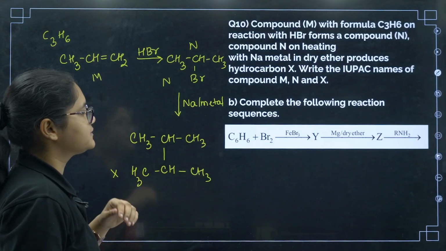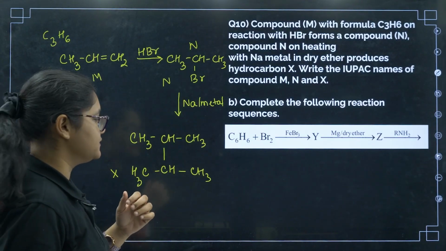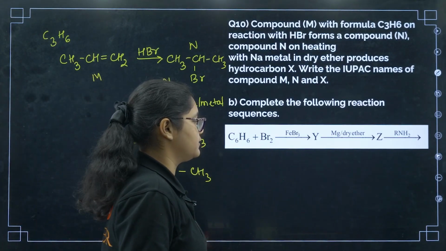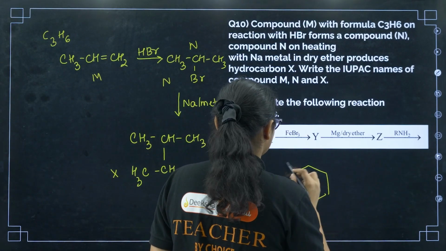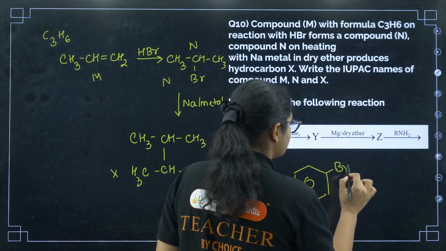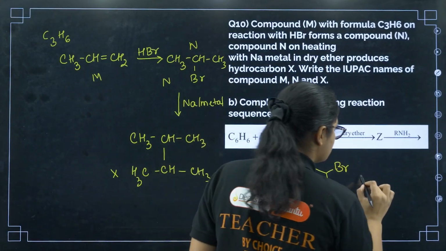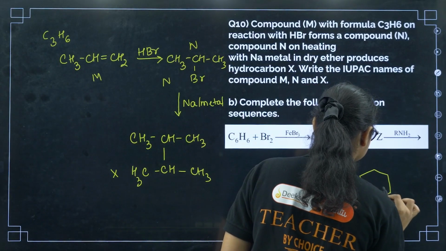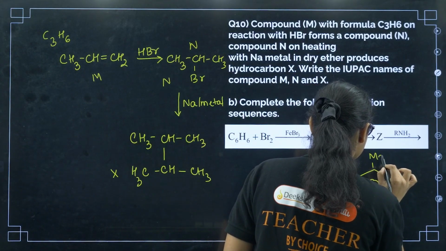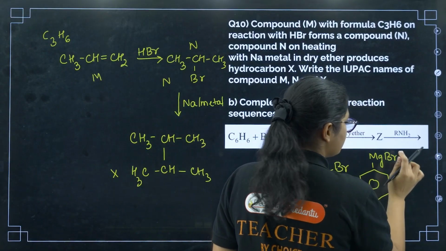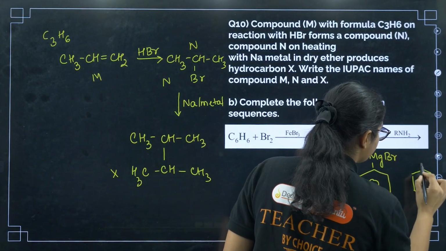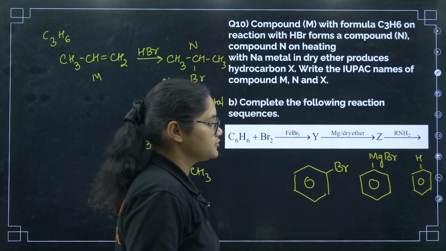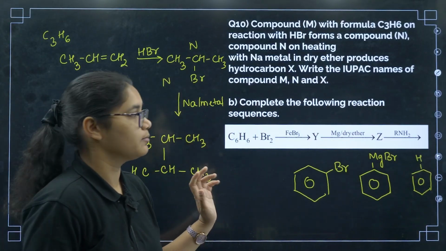Next, complete the following reaction sequence. C6H6 with Br2 and FeBr3 will give you bromobenzene. Then with Mg in dry ether, you will get MgBr. Then when you treat it with RNH2, this MgBr will be replaced with H. So that will be the product formed.